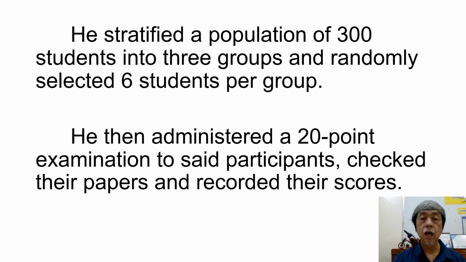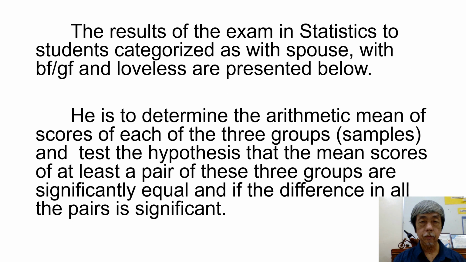He stratified a population of 300 students into three groups and randomly selected 6 students per group. He then administered a 20-point examination to said participants, checked their papers, and recorded their scores. The results of the exam in statistics to students categorized as with spouse, with boyfriend or girlfriend, and loveless are presented below.